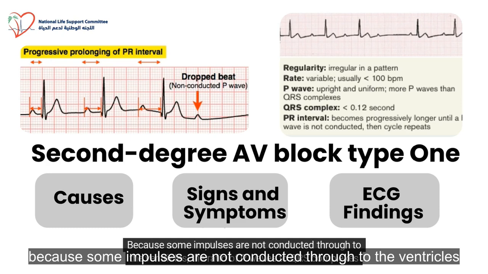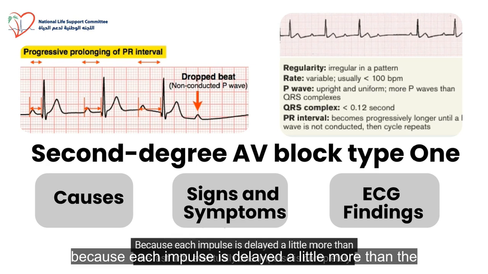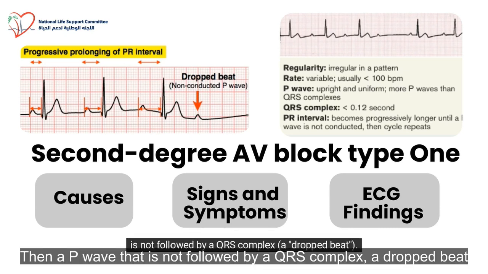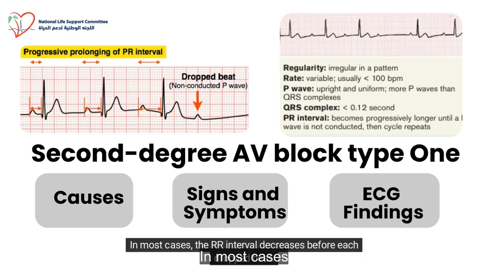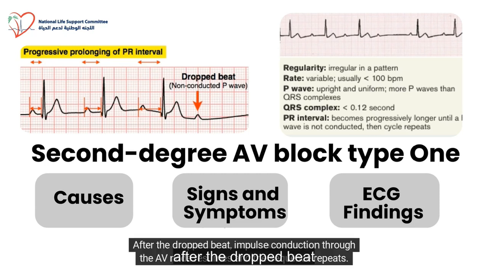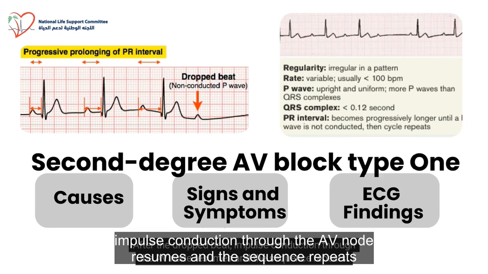Because some impulses are not conducted through to the ventricles, the ratio of P waves to QRS complexes is greater than 1:1. Because each impulse is delayed a little more than the last until eventually one impulse is completely blocked, the ECG shows progressive lengthening of the PR interval with each beat, then a P wave that is not followed by a QRS complex, a dropped beat. In most cases, the RR interval decreases before each dropped beat. After the dropped beat, impulse conduction through the AV node resumes and the sequence repeats.